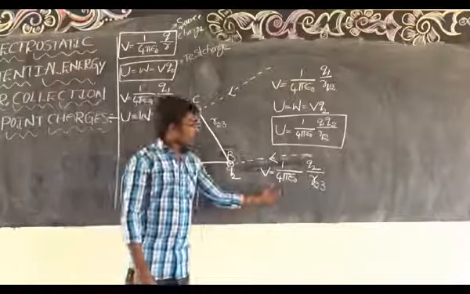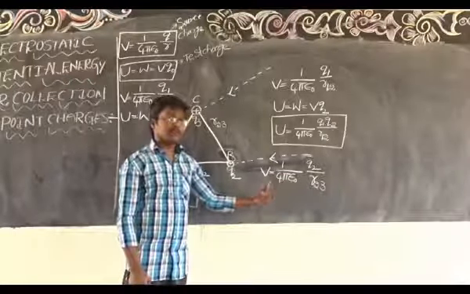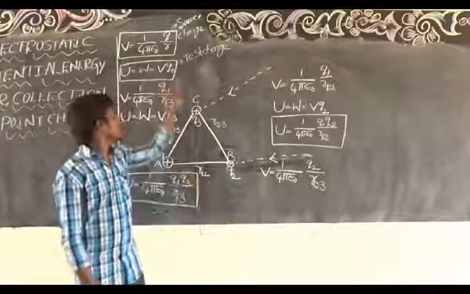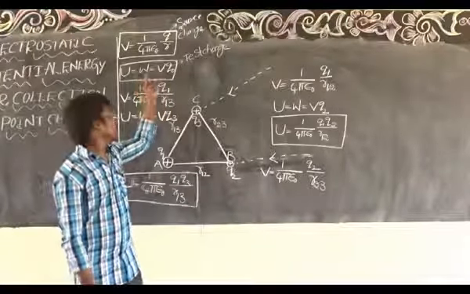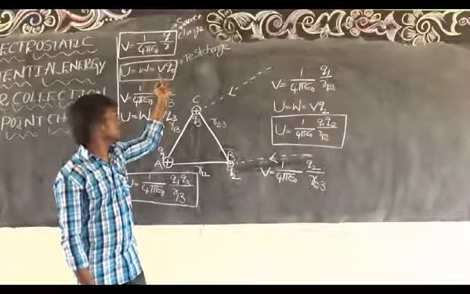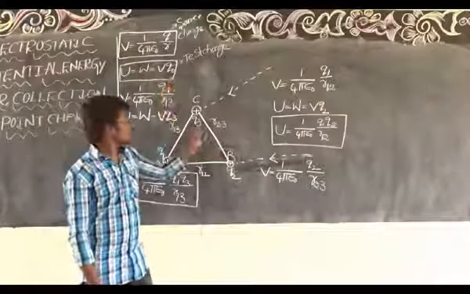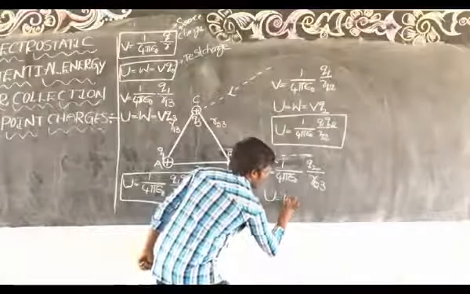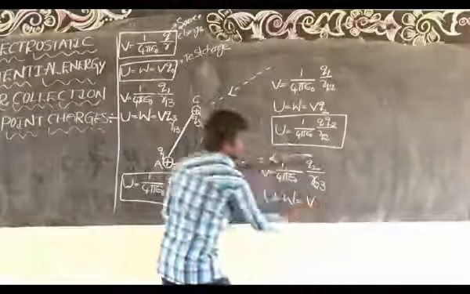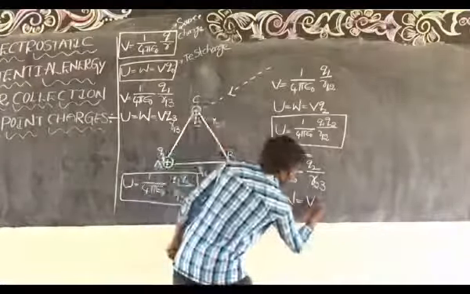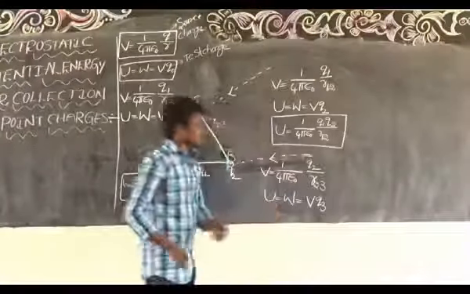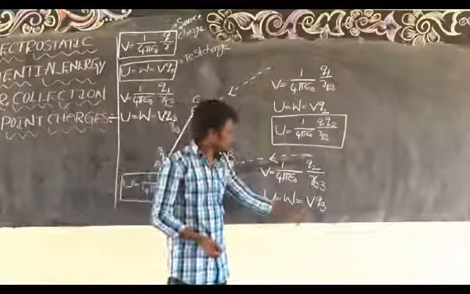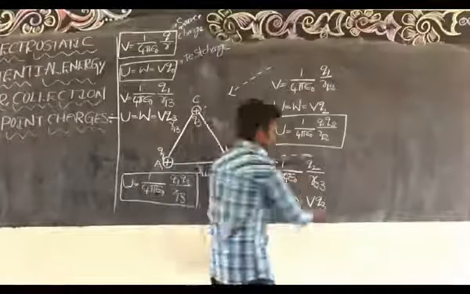Now, after that, what we have to find? Electrostatic potential energy. What is electrostatic potential energy? U is equal to, work done is equal to potential into test charge. Here, what is the test charge? Q3. So, U is equal to V into test charge Q3. This is the test charge. So, you know already V value. Simply you should take this V value and substitute here.